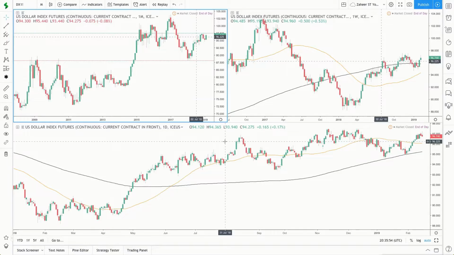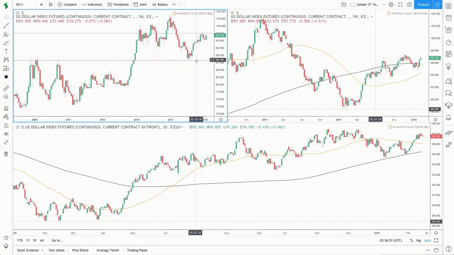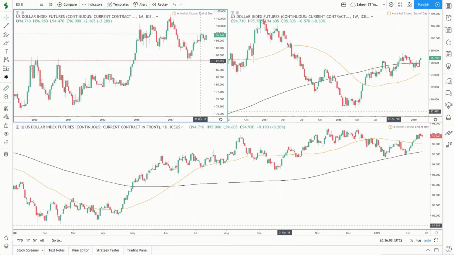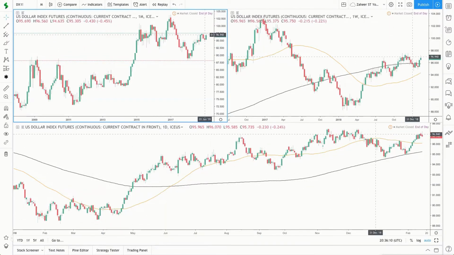We have 4 pairs to get through, starting with the dollar index. The first chart we look at is the monthly chart in the top right corner. We can see that price is trading inside the annual levels of 2018. This is the high and this is the low. Overall, price is very much bullish. We've had a bullish February so far.